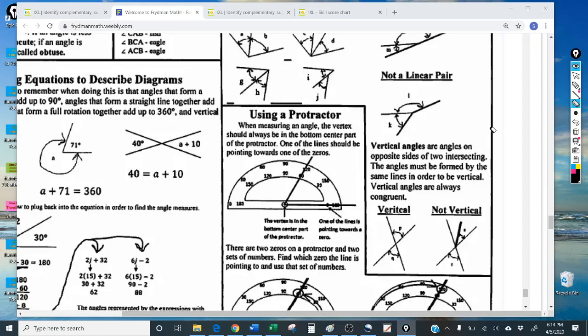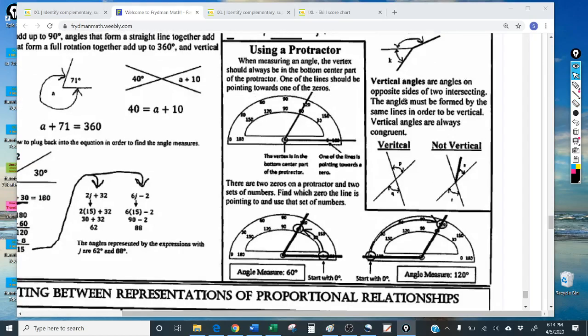Now the last kind of angles that we're going to talk about, and this is actually very important, you're going to see a lot of this in the IXL exercise, are vertical angles. What are vertical angles? Well, vertical angles are angles that are on opposite sides of two intersecting lines. So you can see, let me jump down to the example.